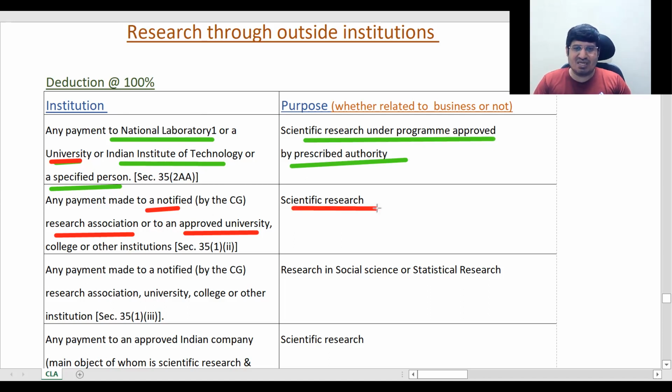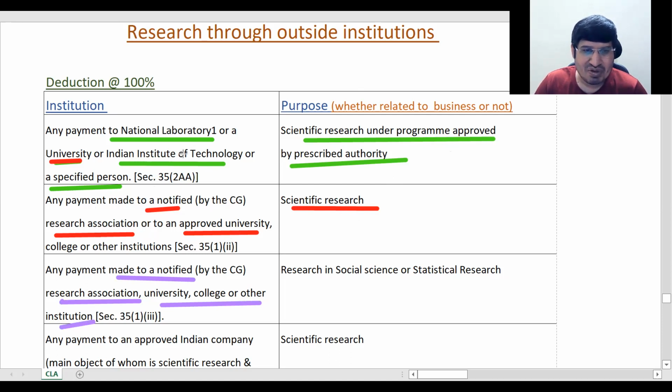Okay, so this is just in general scientific research. So if you get anything like approved university, you don't even have to think whether this thing is given or not. Scientific research under program approved by prescribed authority. Okay, in this one, in the second one, it is just scientific research. ठीक है, इसमें अगर fall कर गया ना, straight away you'll get 100%. Then after this, it is payment made to a notified research association. Again, ठीक है, यहाँ पे research association, university, college or other institution.